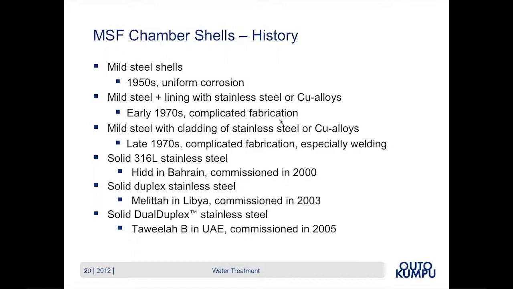So turning now to a different process, multi-stage flash. Because the process is often aerated, we quite often saw mild steel being used from the 1950s, for example. Later, in the 70s, because these proved to be insufficiently resistant, plants used stainless steel linings on the pipes or plate cladding. However, these solutions are quite complicated. More modern plants will typically use solid stainless steel. Initially it was 316L, but later we've seen the Duplex family brought into use.